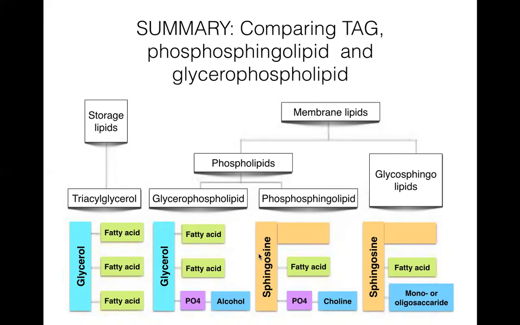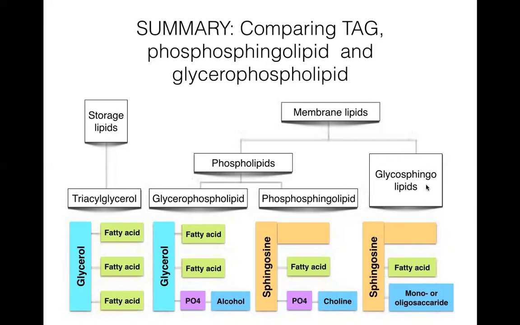What do they have in common? The tail. But we have 2 fatty acids bonded to glycerol here, and only 1 fatty acid bonded to the sphingosine. Now what about the head? Both of them contain phosphate as their polar head, and bonded to the phosphate is an amino alcohol, such as choline.